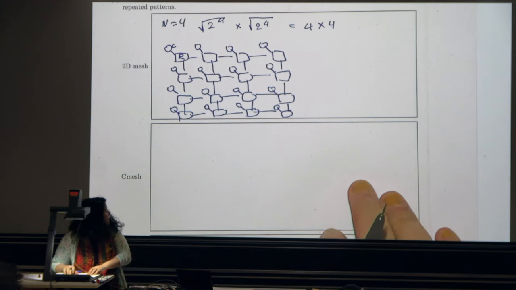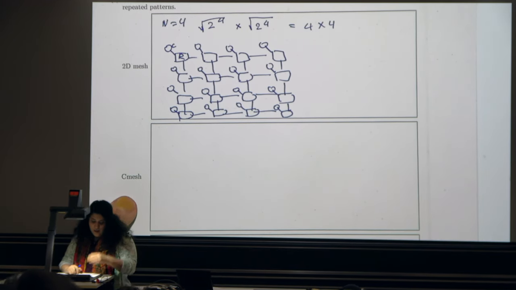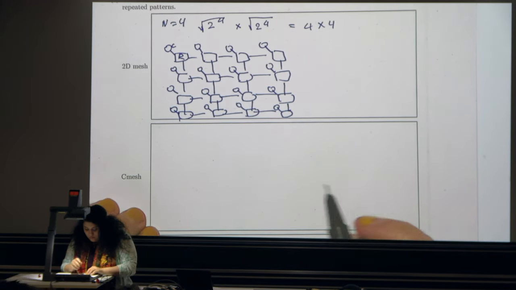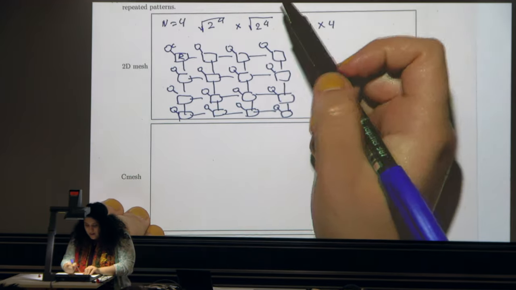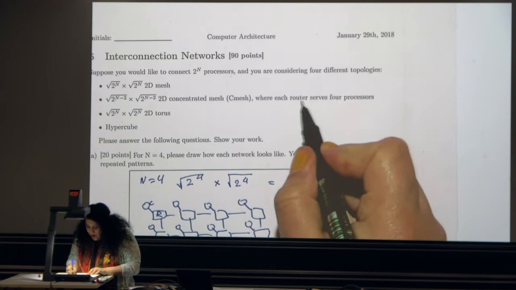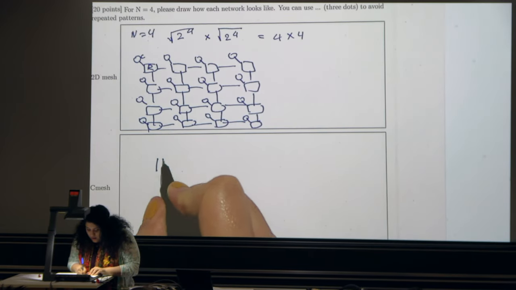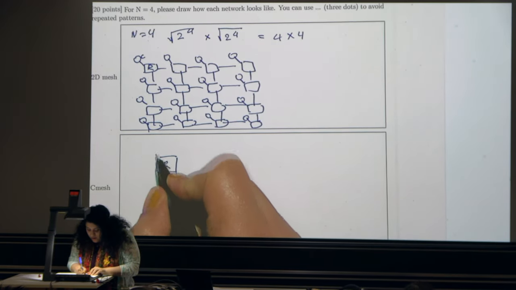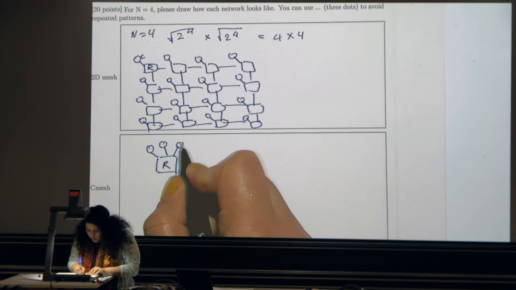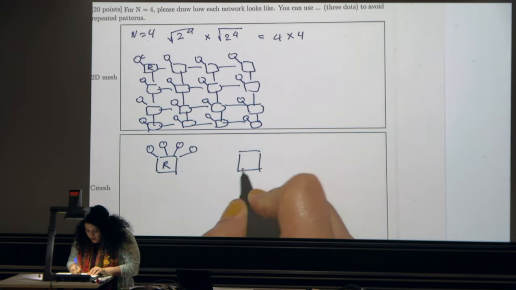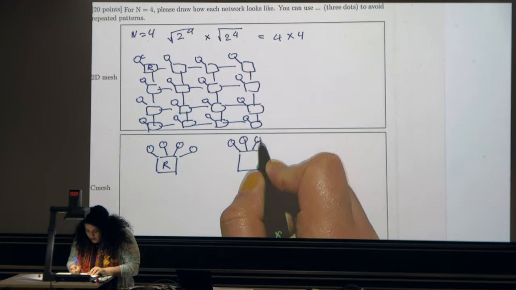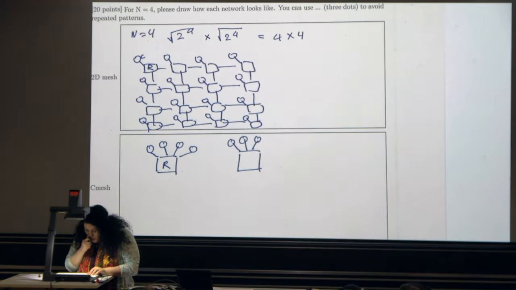Let's go to the next part, which is a concentrated mesh. So here it's telling us that each router serves 4 processors, meaning we will have here 1 router that is connected to 4 cores, meaning since we have basically 16 cores, we will have 4 of these routers.